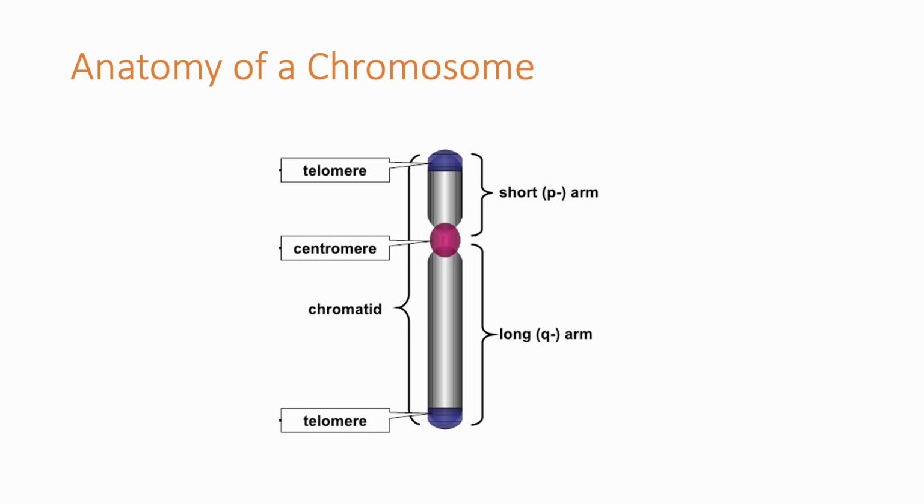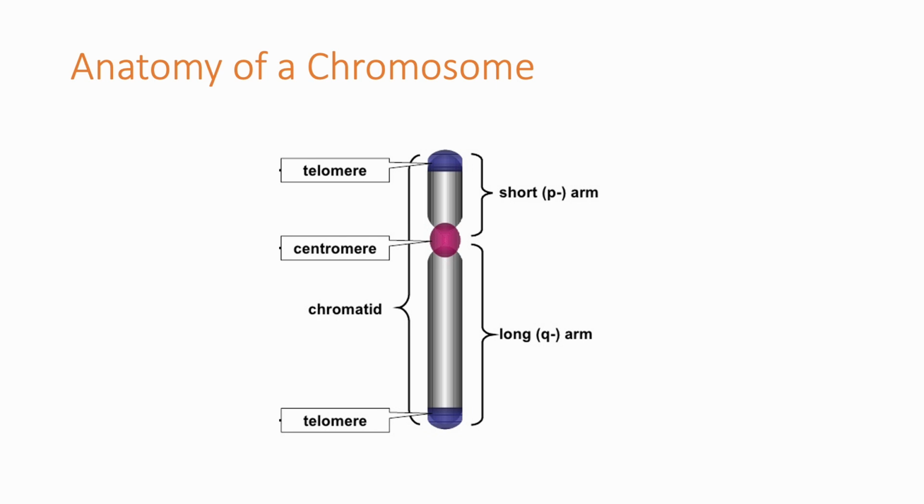Each chromosome has two main parts, the short arm, called the P-arm, and the long arm, or Q-arm. These arms are separated by the centromere, which is the region where the two chromatids, essentially the two identical halves of the chromosome, are joined together. The centromere is crucial because it's where the chromosome is pulled apart during cell division, ensuring that genetic material is properly distributed to each new cell.